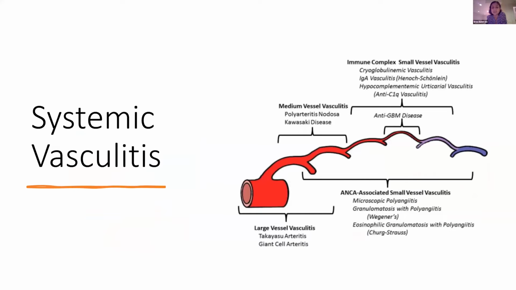So let's go over some basics. What is systemic vasculitis? As many of you are aware, it's a group of disorders characterized by inflammation in the wall of blood vessels. Traditionally, systemic vasculitis is classified based on the size of the predominant type of blood vessel involved into large, medium, and small vessel vasculitis. Large vessel vasculitis examples are Takayasu's arteritis and giant cell arteritis. A medium vessel vasculitis example is polyarteritis nodosa, which is a rare type of vasculitis. And ANCA-associated vasculitis belongs to the category of small vessel vasculitis.